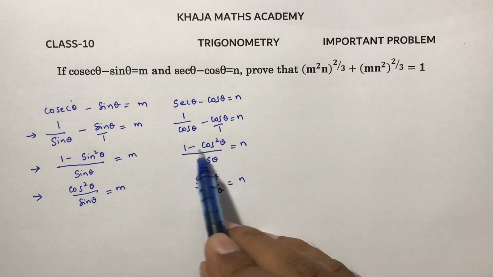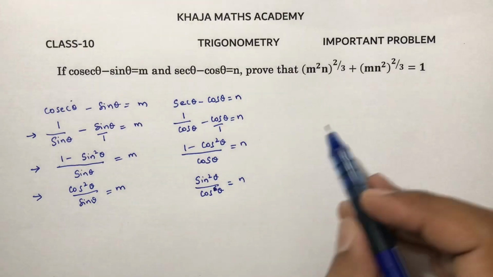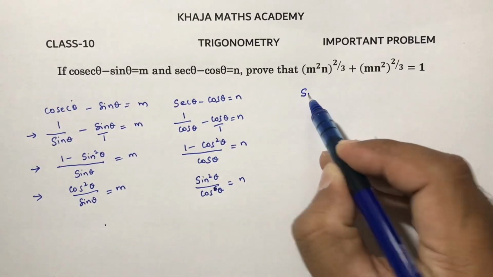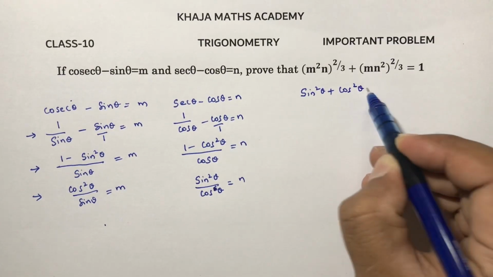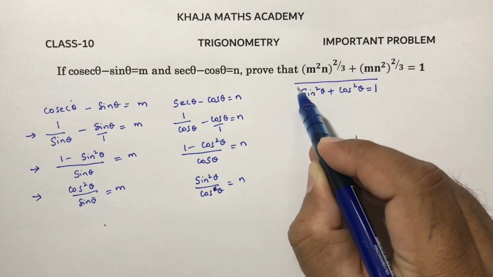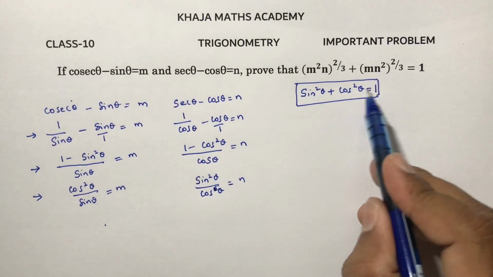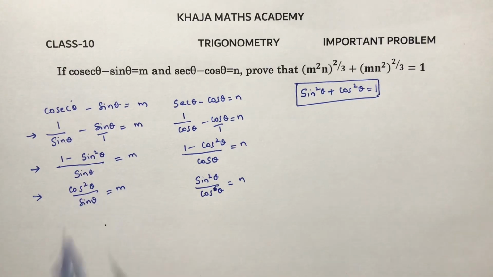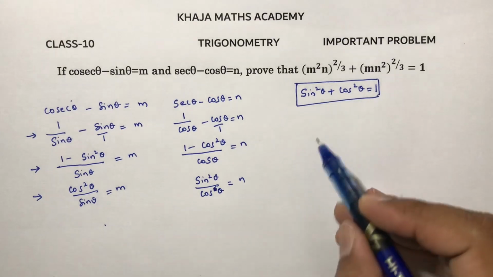See here, 1 minus cos square, I wrote sin square because the identity is sin square theta plus cos square theta value is 1. So in place of 1 minus cos square, it is sin square, and 1 minus sin square is cos square. Okay. Now you got the values of m and n. Now what is the question?